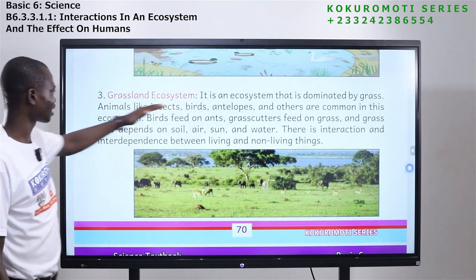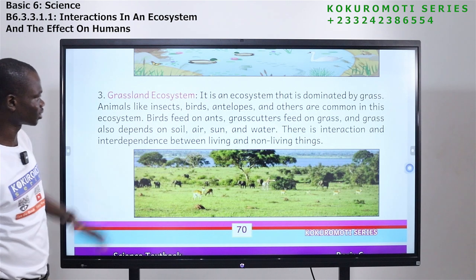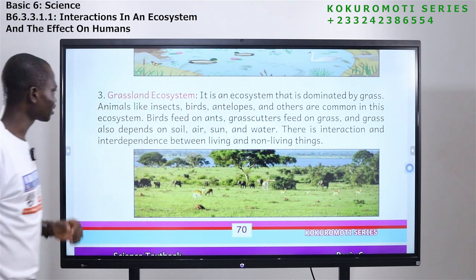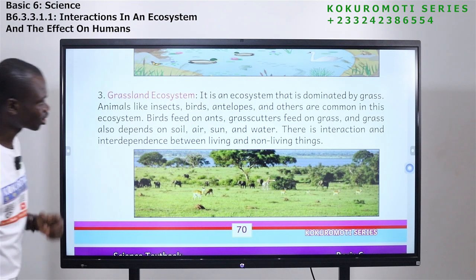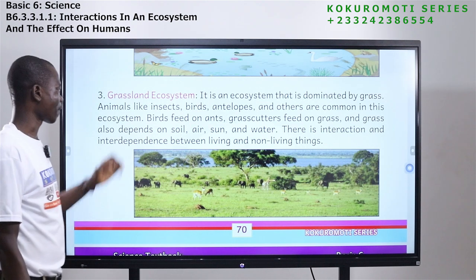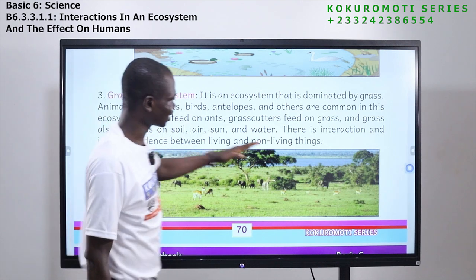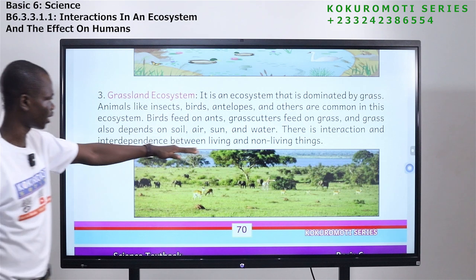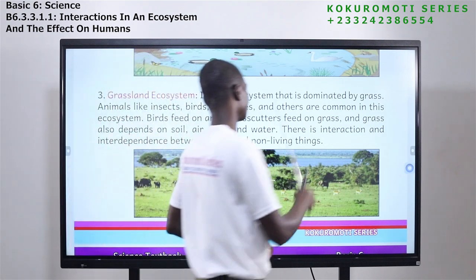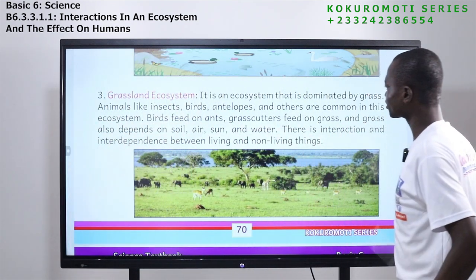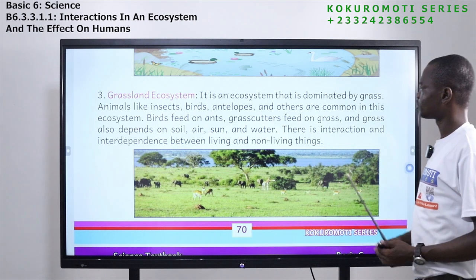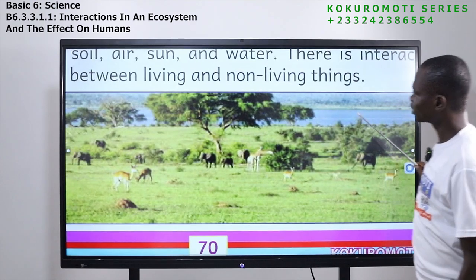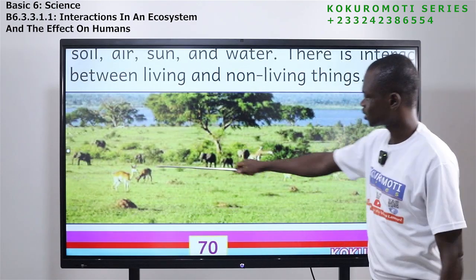Let's come to the next one, grassland ecosystem. So this is grassland ecosystem. It is an ecosystem that is dominated by grass. Animals like insects, birds, antelopes, and others are common in this ecosystem. Birds feed on ants. Grass cutters feed on grass. And grass also depend on soil, air, sun, and water. There is an interaction and interdependency between living and non-living things. So when you come here, you see trees, you see grass, we see animals.